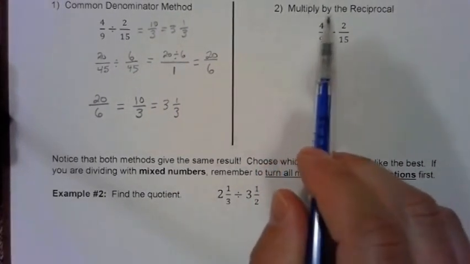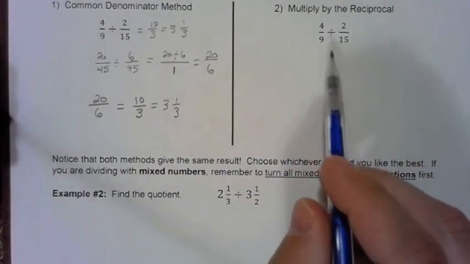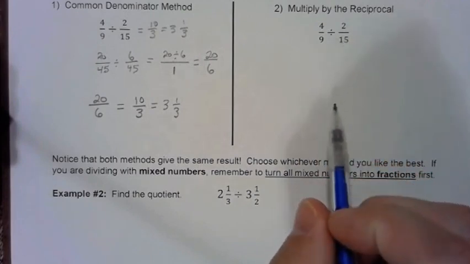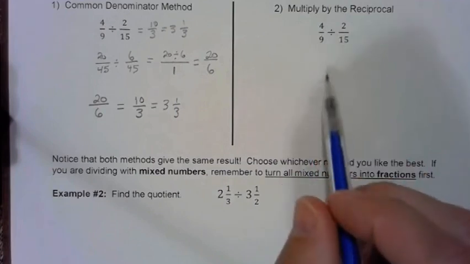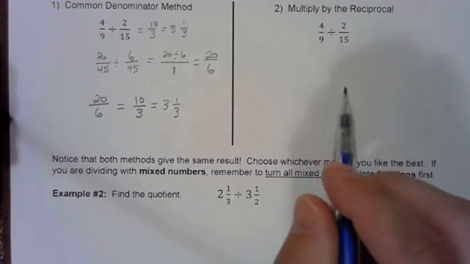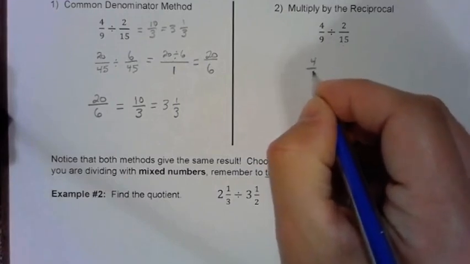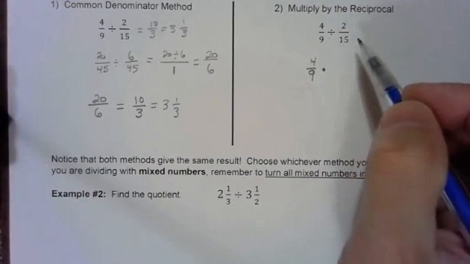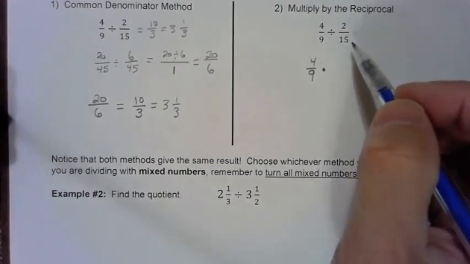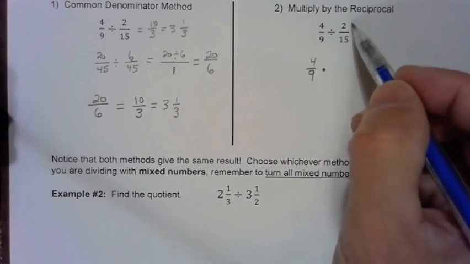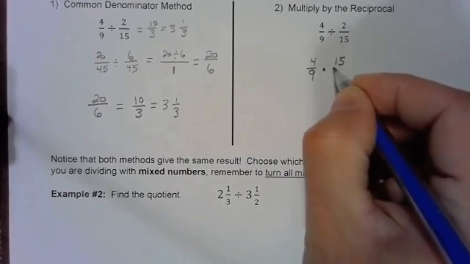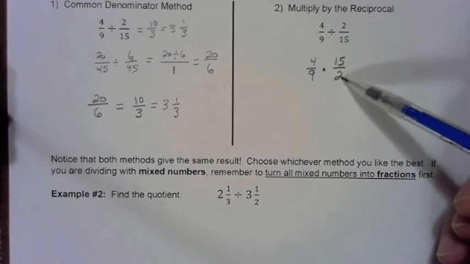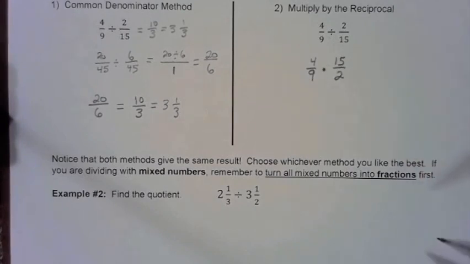Now, another method would be by multiplying by your reciprocal. If I have 4/9 divided by 2/15, I can actually take this division problem and change it into a multiplication problem. All right, and the way that I'm going to do that, I'm going to leave 4/9 alone, and then I'm going to multiply by 2/15 reciprocal. Well, remember that reciprocals just replace where the numerator and denominator are located. The reciprocal of 2/15 is 15 halves. All right, dividing by 2/15 is the same as multiplying by 15 halves. We just multiplied by the reciprocal.